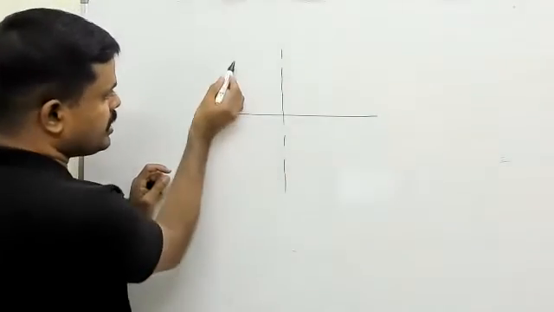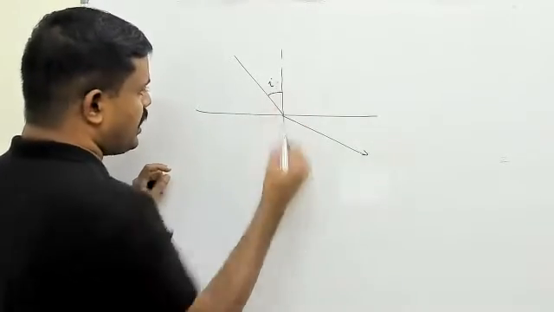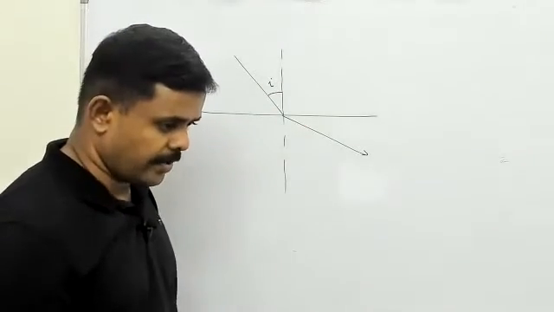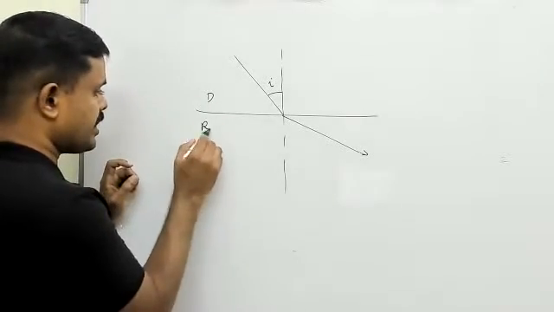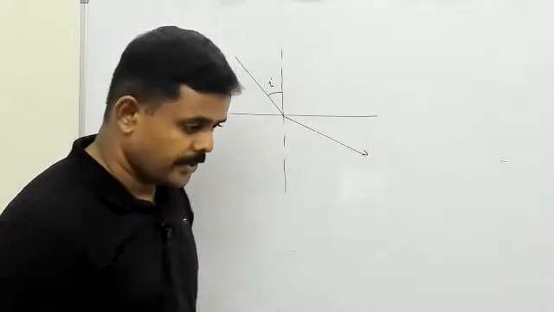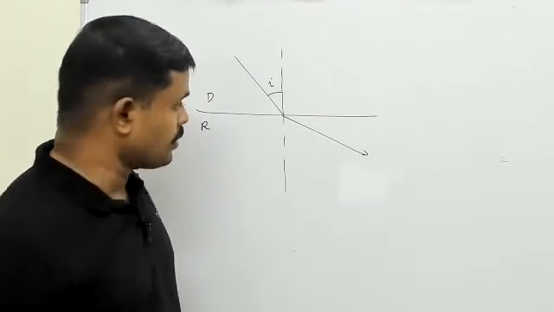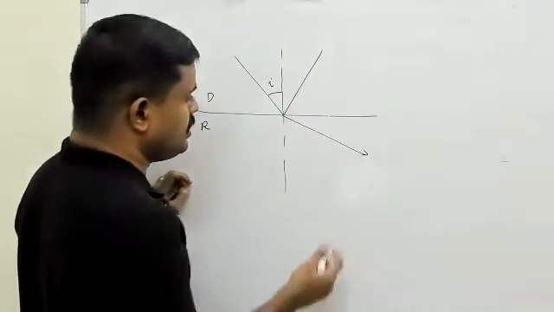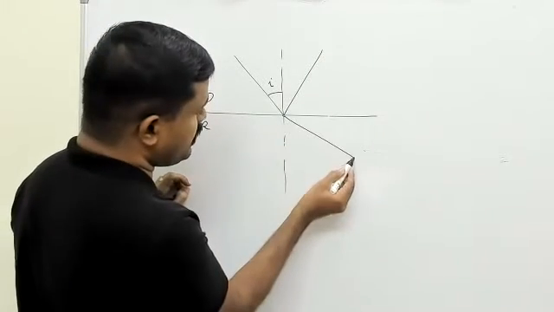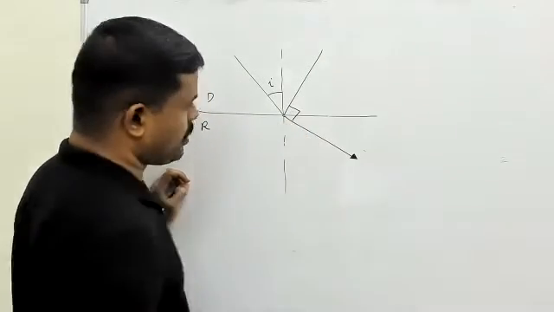So I draw the normal here, denser to rarer. So it is going like this. It is coming in at an angle I. This is a denser medium. This is rarer medium. The ray is bending away from the normal. The reflected and refracted rays are mutually perpendicular. So there is a reflected component here, reflected and refracted are mutually perpendicular.